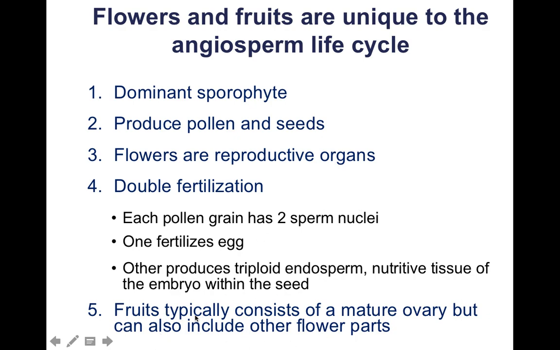Angiosperms are also going to have fruits, which typically are formed by mature ovary tissue, but they also can include other parts of the flower.